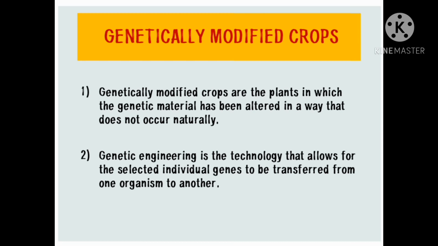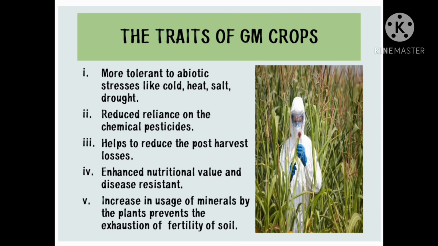The traits of GM crops: more tolerant to abiotic stresses, reduced reliance on chemical pesticides, helps to reduce post-harvest losses, enhanced nutritional value and disease resistance, increased usage of minerals by the plants, and prevents the exhaustion of soil fertility.